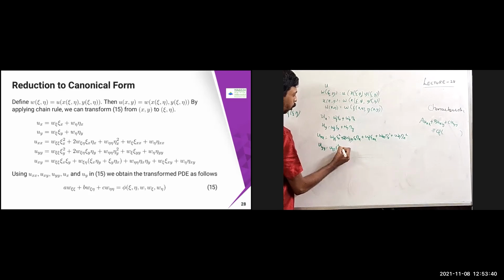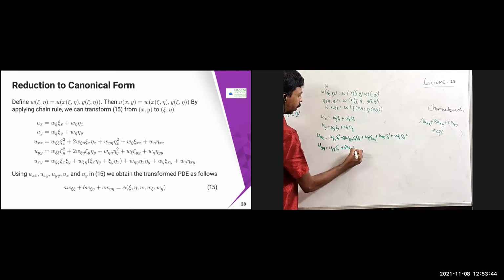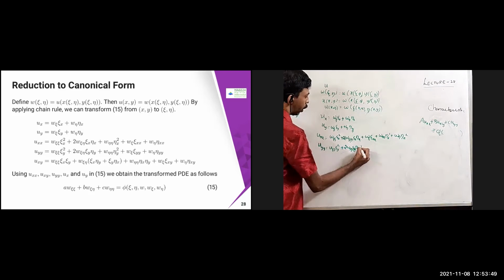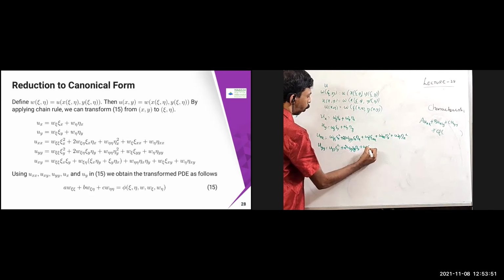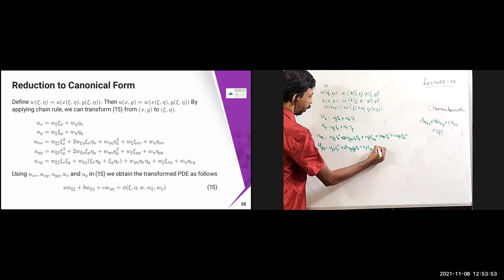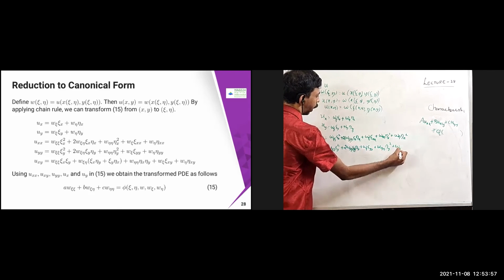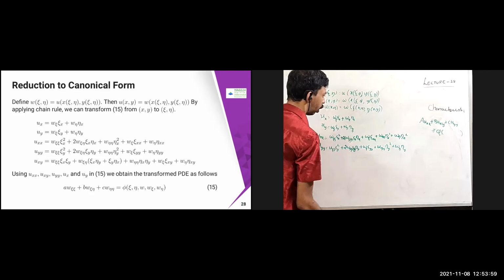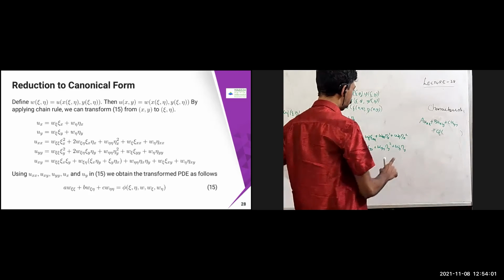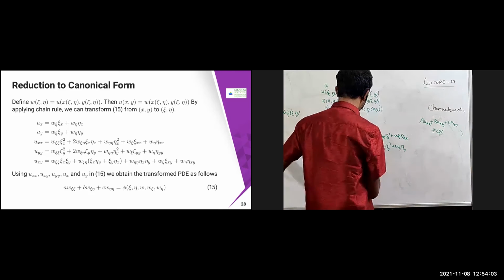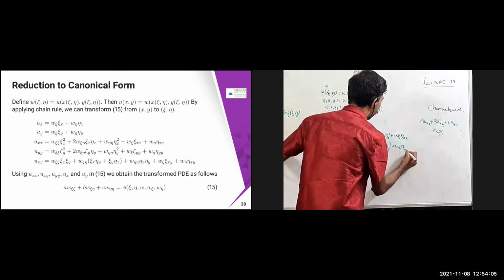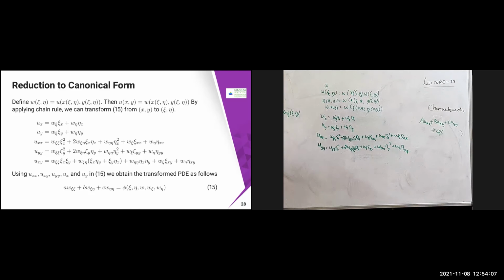So this is going to be chi y square plus 2w into chi eta into eta x eta y, plus w chi into eta y, plus w eta y square plus w eta into eta y whole square. No, sorry, this is xx. xx is not there, right? Yeah.